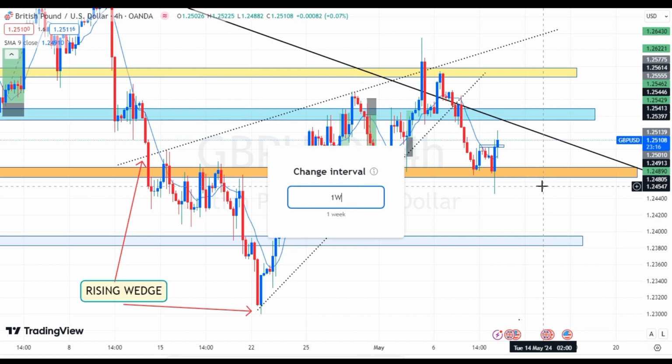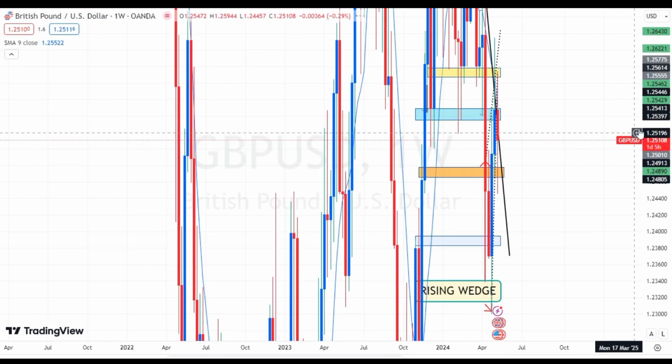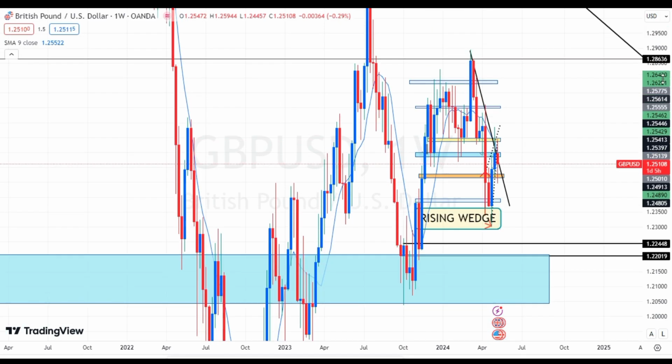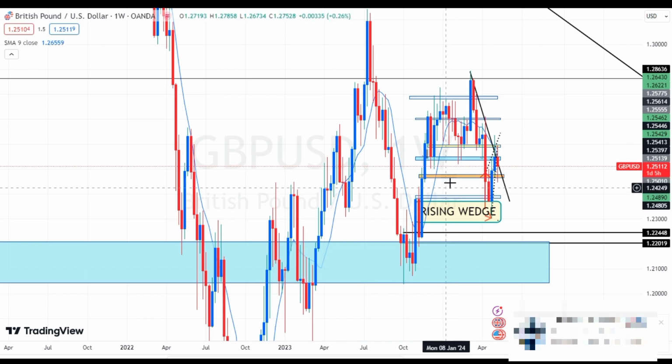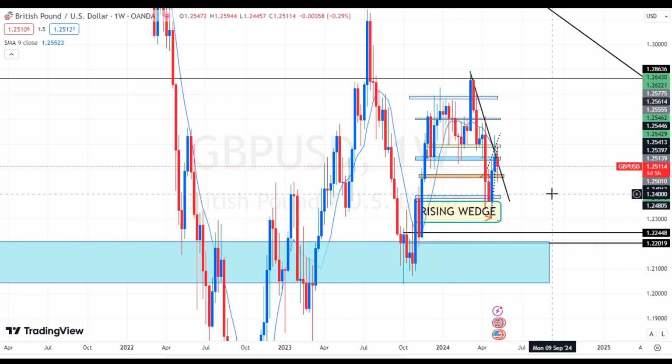So on the weekly time frame, you will see this zone very clear. The blue zone, you will see that zone very clear. But this orange zone, there is nothing there. That means on the weekly time frame, this orange zone is not visible. So that means it's not strong in the weekly time frame.